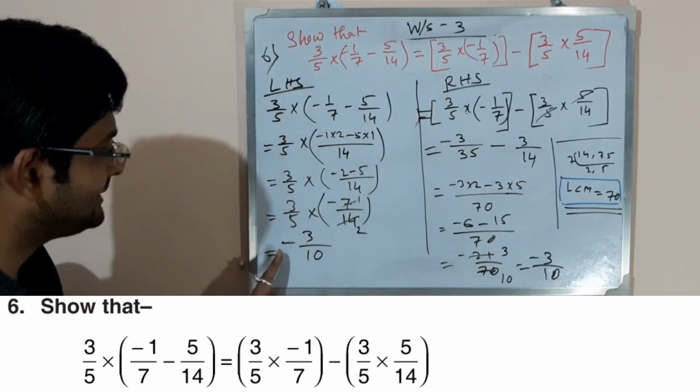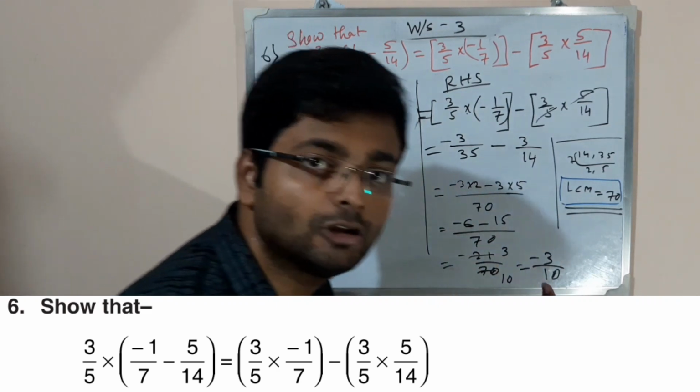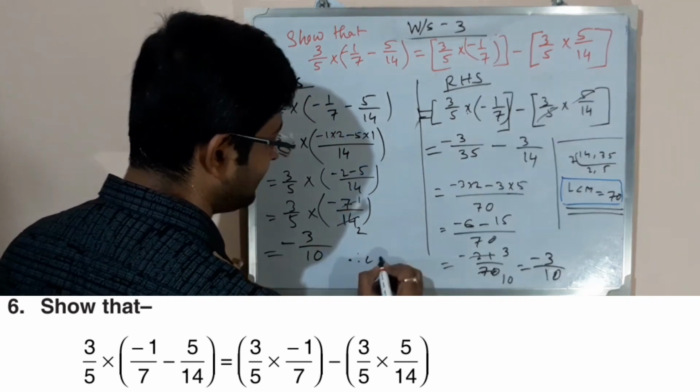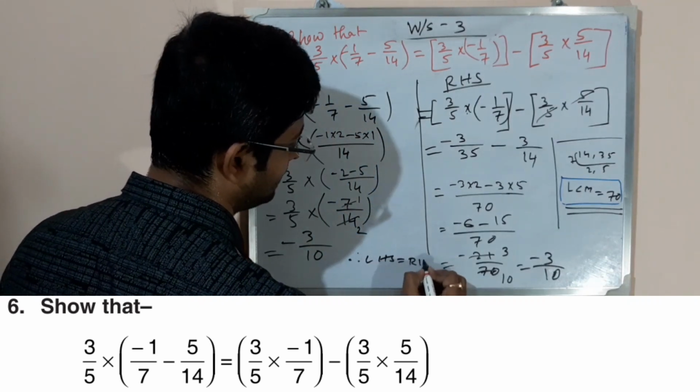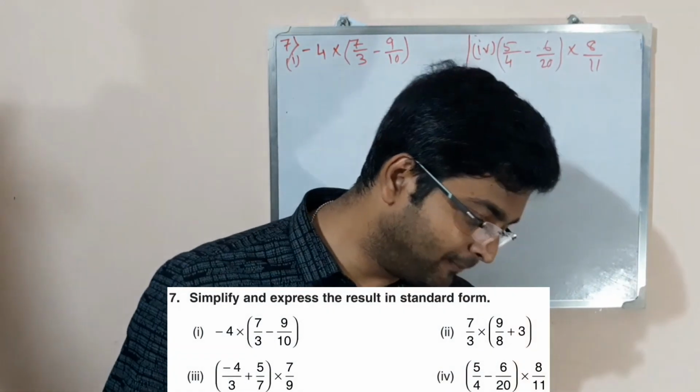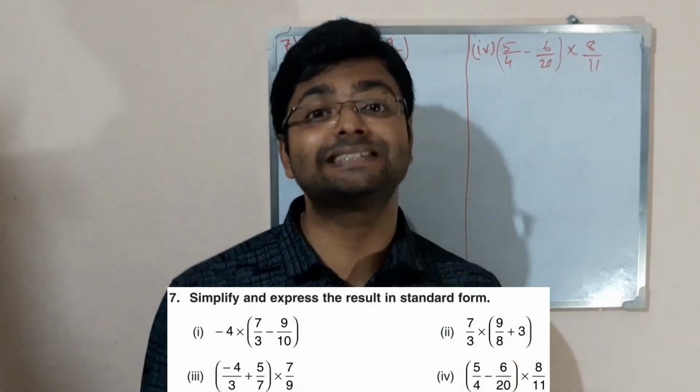Again you can see this is minus 3 by 10. Again this is also minus 3 by 10. Both the values are same. So one can write left hand side equals to right hand side, verified. Now question number 7. It is told, simplify and express the result in standard form.